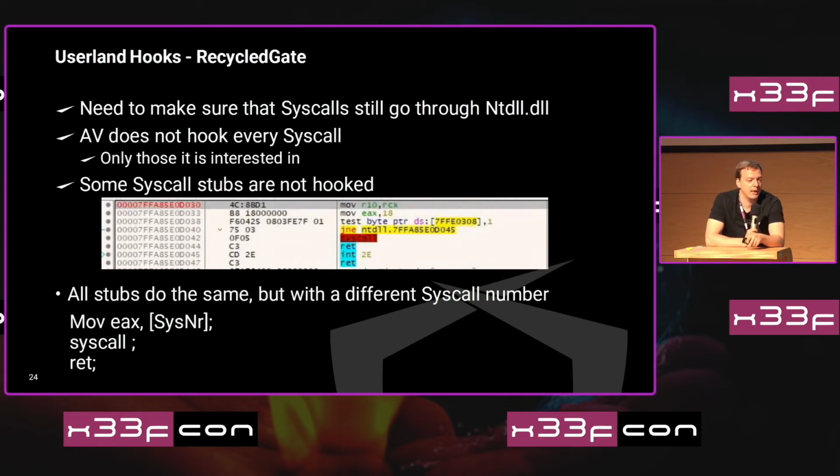So what can we do against this? Obviously, we need to make sure that our system calls go through NTDLL and bypass userland hooks at the same time. The cool observation is that an antivirus product does, of course, not hook every single system call there is, otherwise it would also run into performance problems. It only hooks those system calls it's actually interested in. This brings us to the observation that some system call stubs are simply not hooked because the API calls are not interesting enough. Yet, all system call stubs do pretty much the same thing, but they use a different system call number. They move the system call number to EAX and then perform the system call by the syscall instruction.